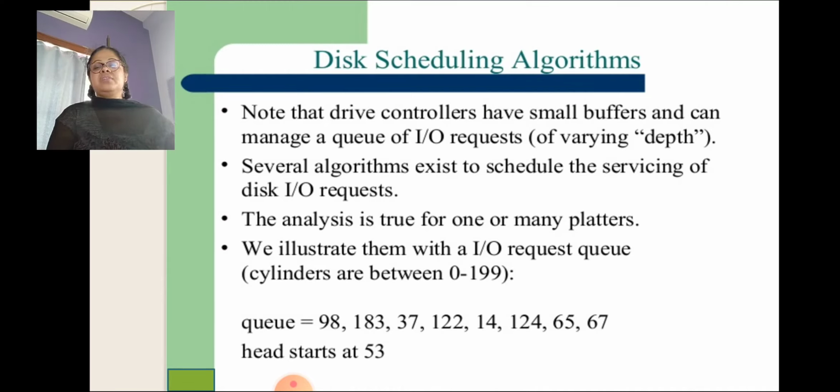Now we illustrate these with an IO request queue. Throughout the session we will continue with the same queue and perform different scheduling algorithms to see their performance. The queue has the elements 98, 183, 37, 122, 14, 124, 65 and 67, and the head starts at 53.